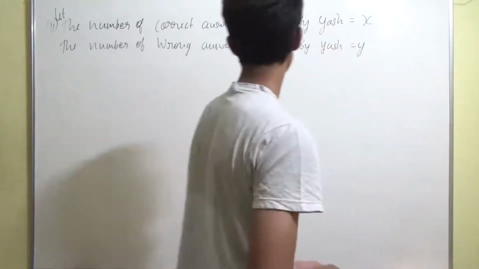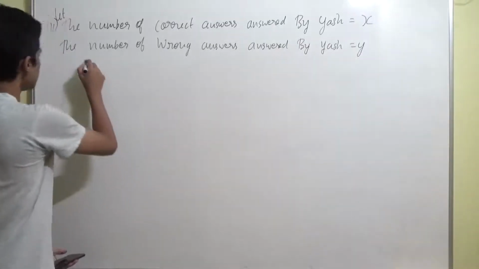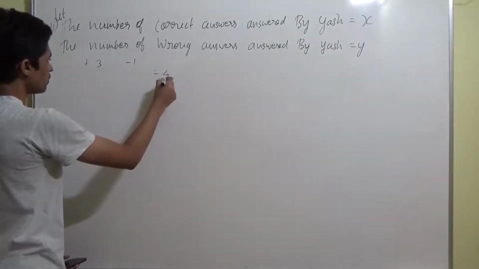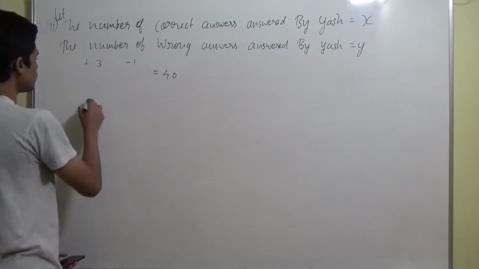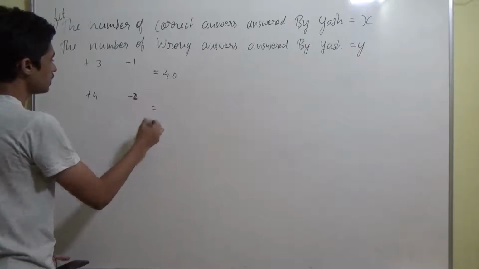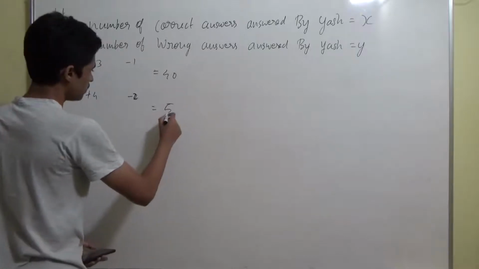So now let's start formulating the equations. They're telling that for each correct answer it is plus 3 and minus 1 for each wrong, then he's scoring 40 marks. And if it was plus 4 for each correct and minus 2 for each wrong, then he will be scoring, how much did they say? They said 50 marks. Getting it guys? This was the condition given by them.